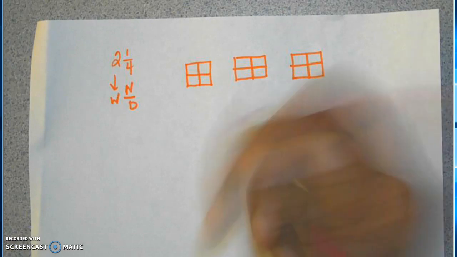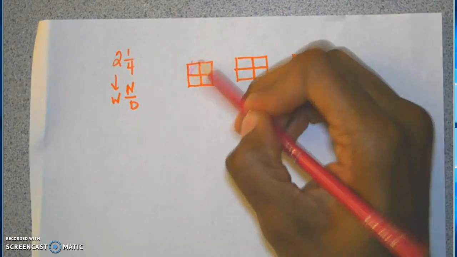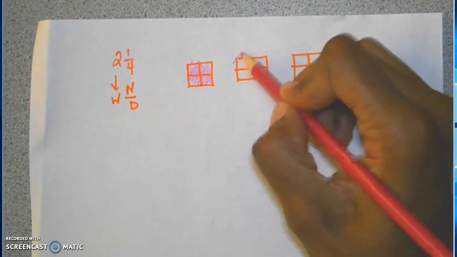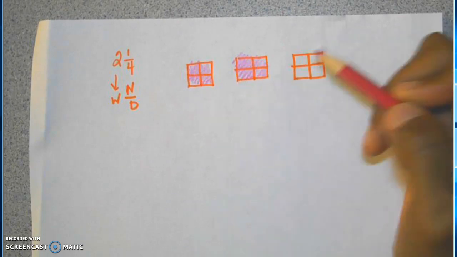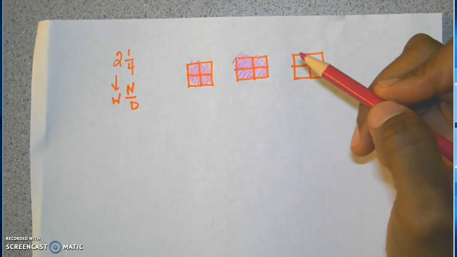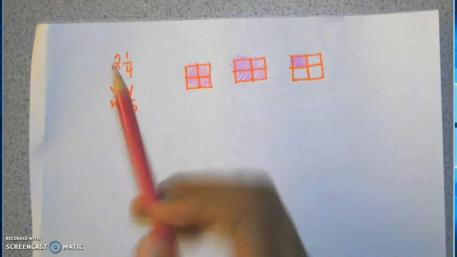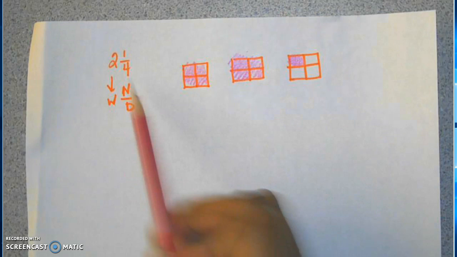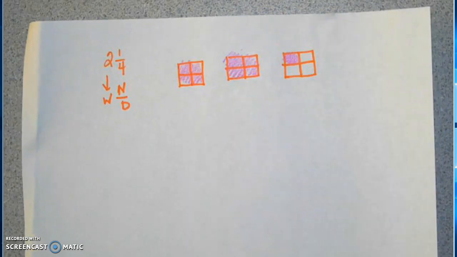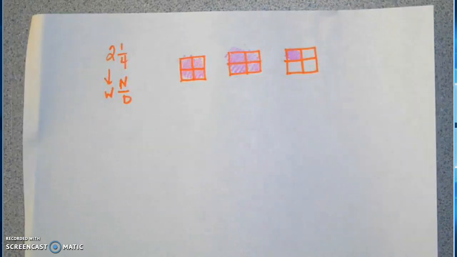Because my whole number is 2, I know that these 2 should be completely shaded. And my fraction is 1 out of 4, so I'm going to shade 1 of the fourths. This is how I would model 2 and 1/4. I want to change my mixed number to an improper fraction.